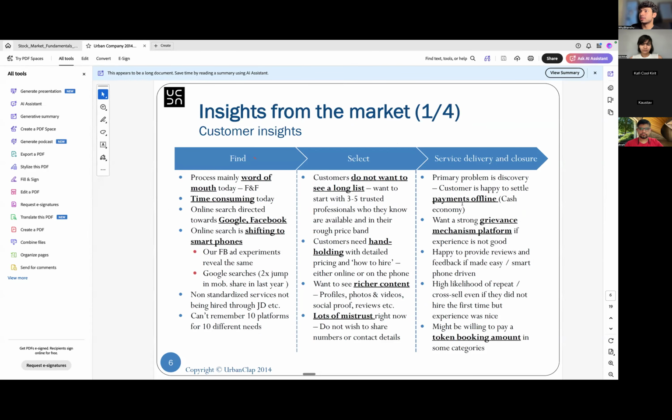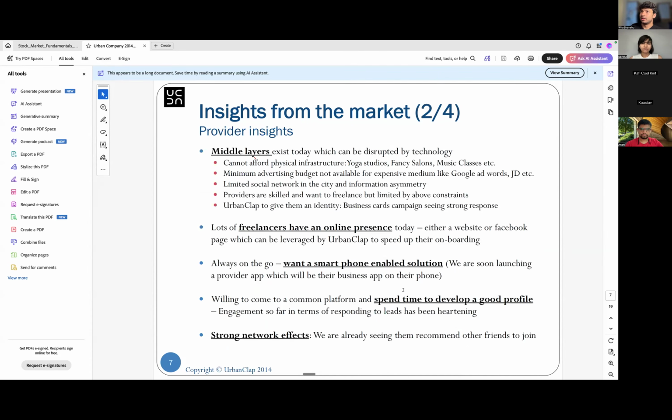There's a lot of mistrust. They need payment offline. Grievance mechanism platform should be there. Token booking. You can tell that this guy or this team has done their research well. They know the pain points. Same thing. Insights from the market. Middle layers, freelancers, blah, blah, blah.